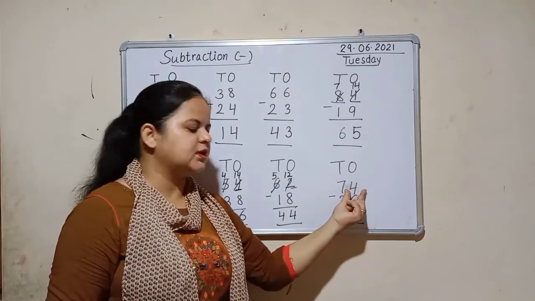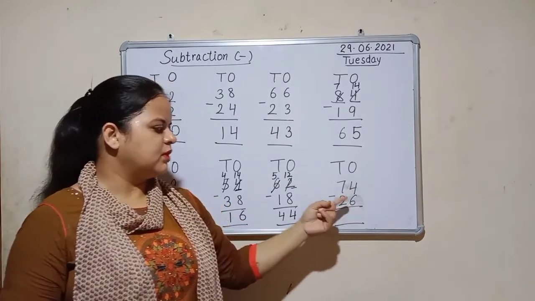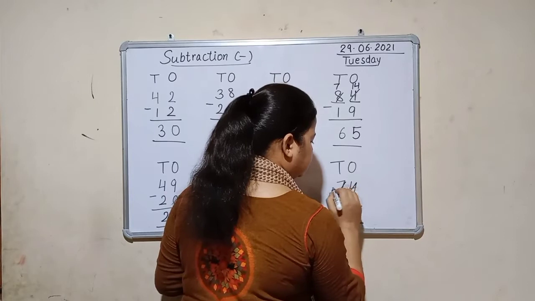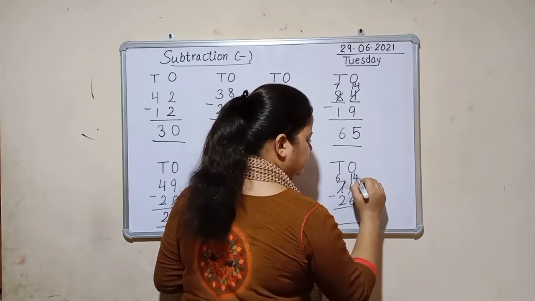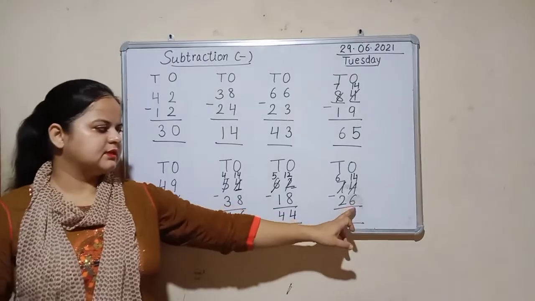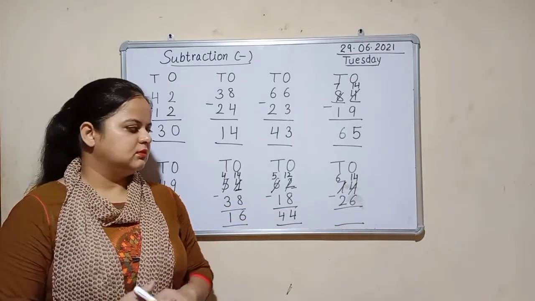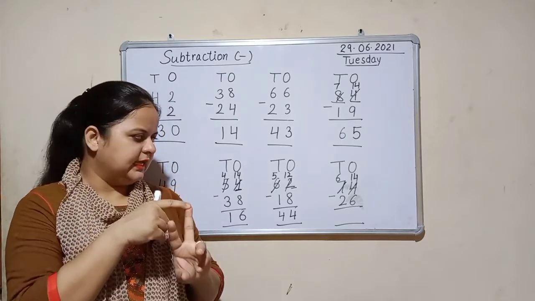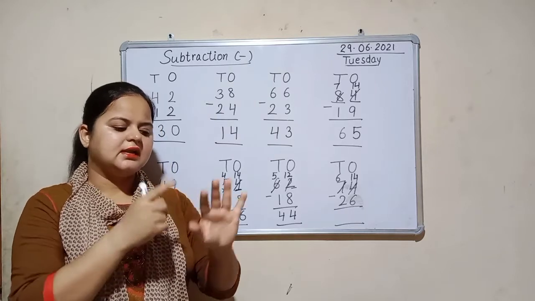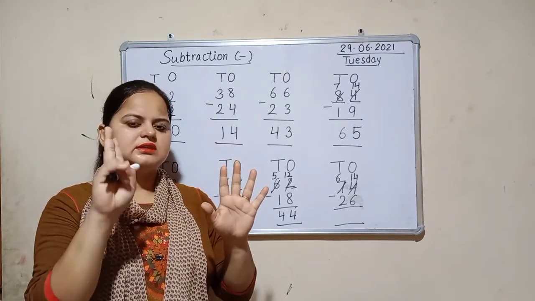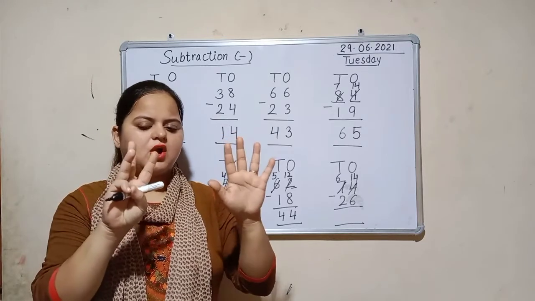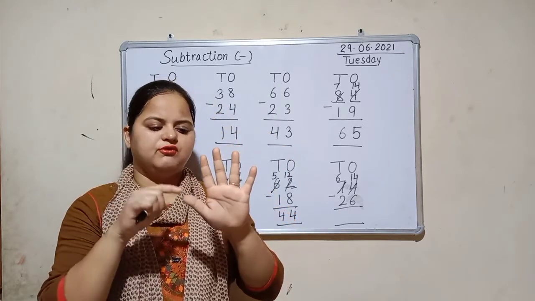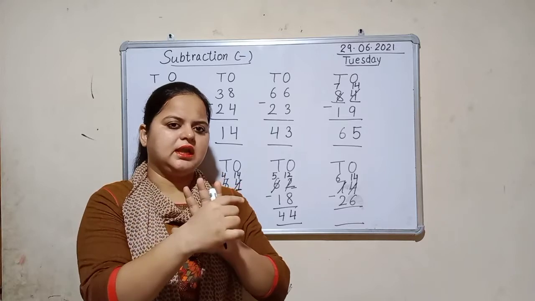Okay, the next and last is 74 minus 26. Again, we have smaller number on the top and below here is bigger number. So again, it will take one borrow from this side. 6 and 14. 14 minus 6. So start counting from the next number of 6. 7, 8, 9, 10, 11, 12, 13, 14. How many fingers are these? Count them now. 1, 2, 3, 4, 5, 6, 7, 8.